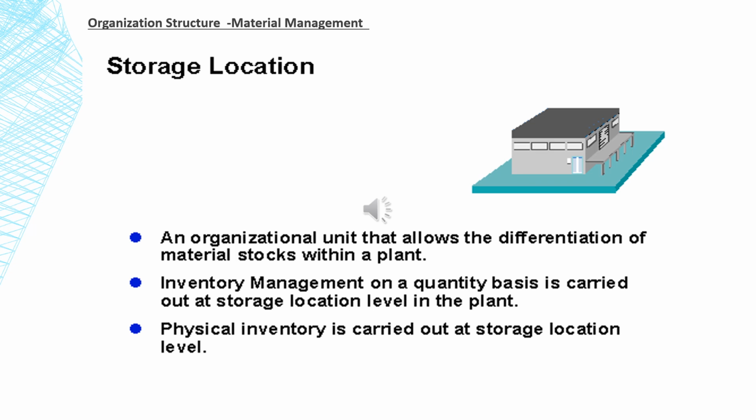Now, storage location. This is also an organization unit that allows differentiation of material stocks within the plant. Inventory management on a quantity basis is carried out at the storage location level in the plant. Physical inventory is carried out at the storage location level. For example, we have blocked stock and unrestricted stock. Those are managed at the storage location level.